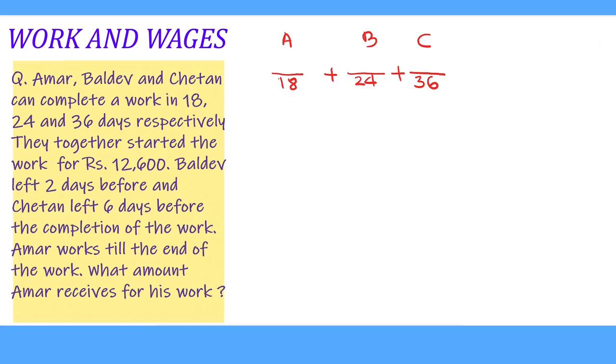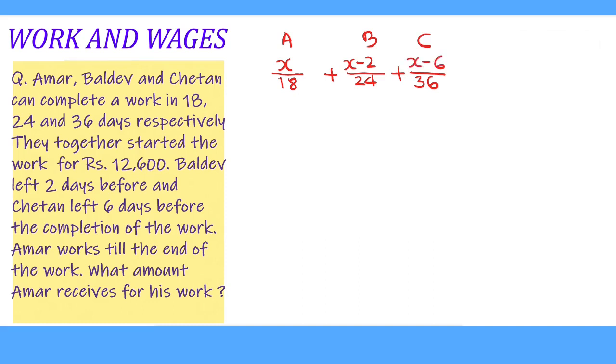Let A works for X days, because Amar, represented by A, is the only person who is working for all the days till the work is completed. So let Amar work for X days. Then Baldev leaves 2 days before the completion of work, so Baldev works for X minus 2 days. So I am putting X minus 2 upon 24. And Chetan leaves 6 days before the completion of work, so Chetan's work will be X minus 6 days.